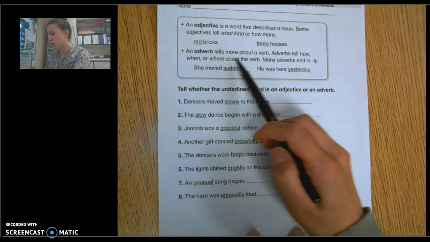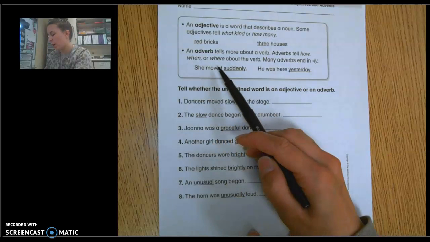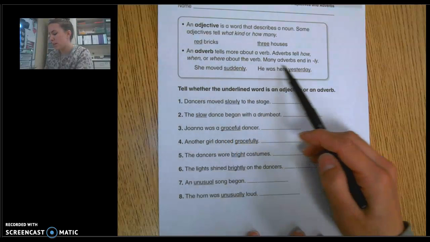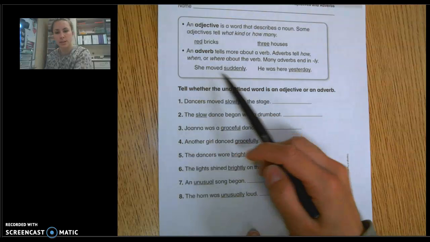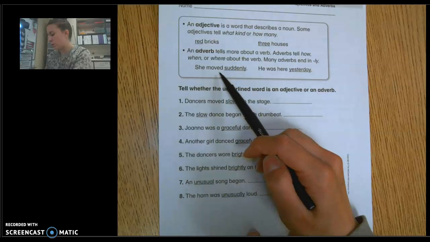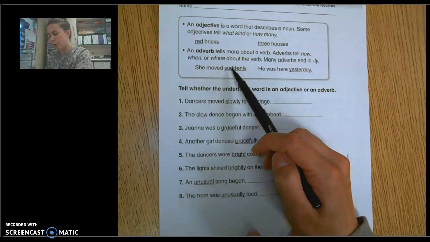An adverb tells more about a verb. Adverbs tell how, when, or where about the verb. Many adverbs end in ly. She moved suddenly. Our verb is moved. The adverb tells how she moved: suddenly. So this is our adverb.